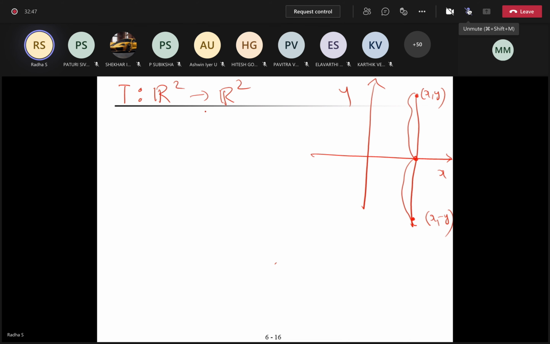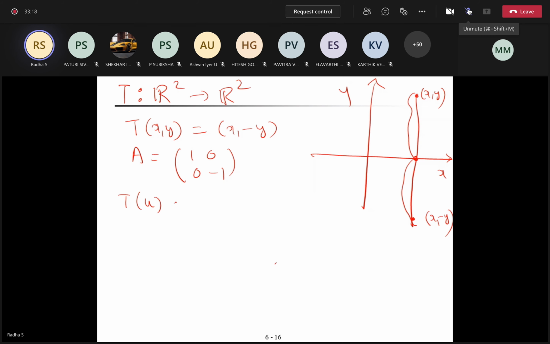Okay, now tell me. T from R square to R square, my T of x comma y should go to x comma minus y. So what should be the matrix A? Ma'am, it is identity, 0, minus 1. Oh, very good. Who is that? Hitesh, ma'am. Very good, beta. Hitesh, good. See, suppose your matrix A is 1, 0, 0, minus 1, then what?